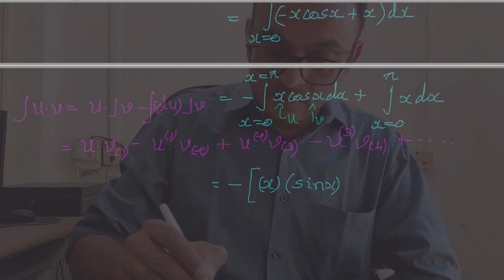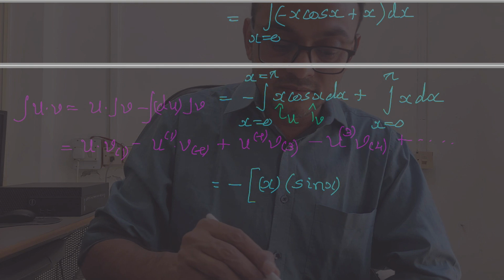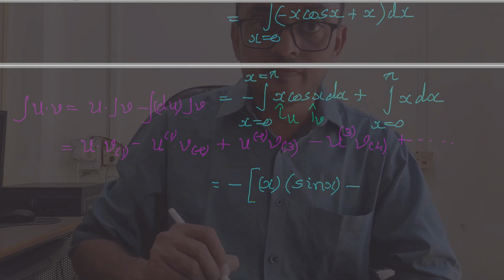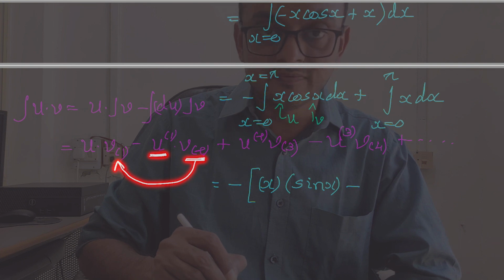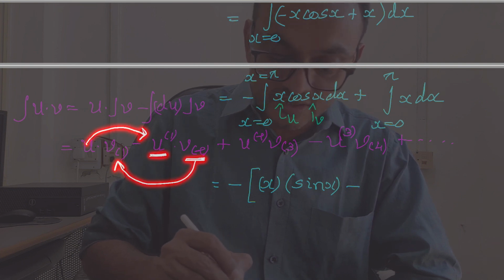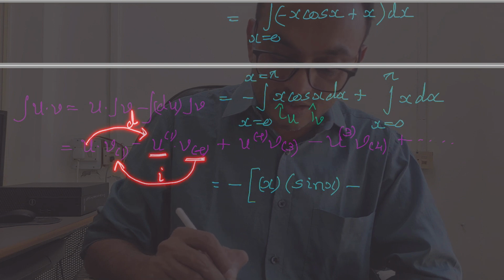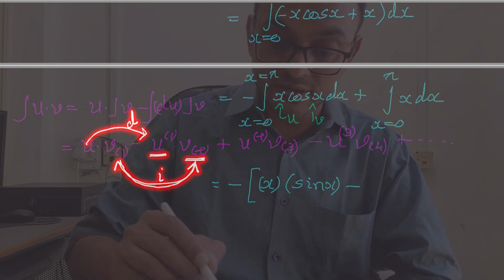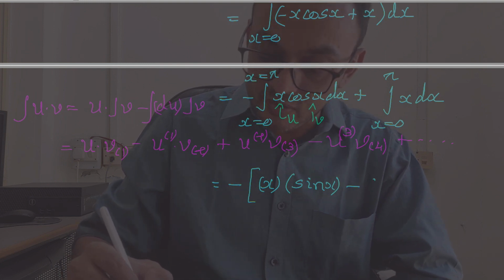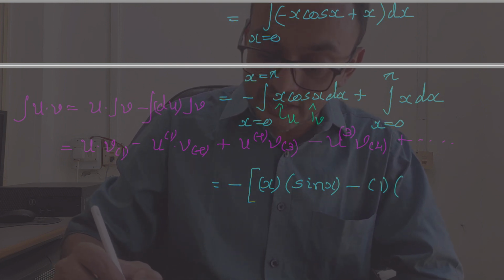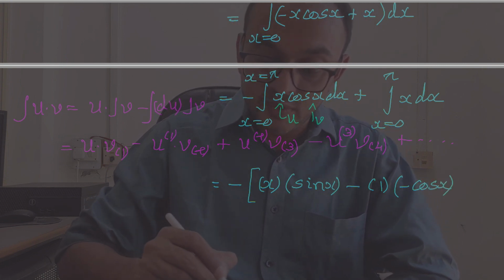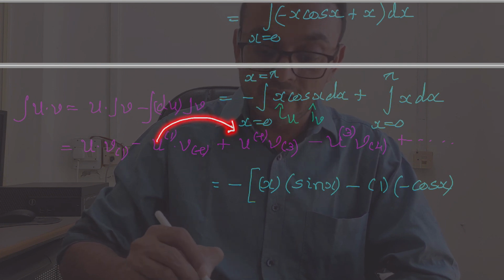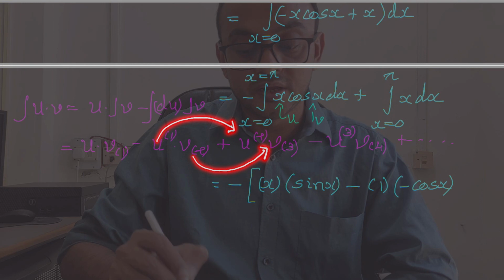Then this minus sign, derivative of u, and then integration of this. So I have to differentiate this and integrate this quantity again, right? The derivative of x is 1, integration of sin x is minus cos x. We repeat this process, we again differentiate this quantity and we integrate this quantity.